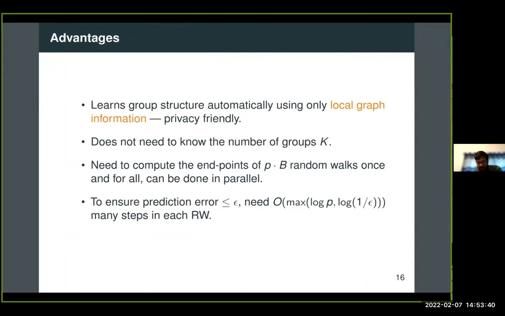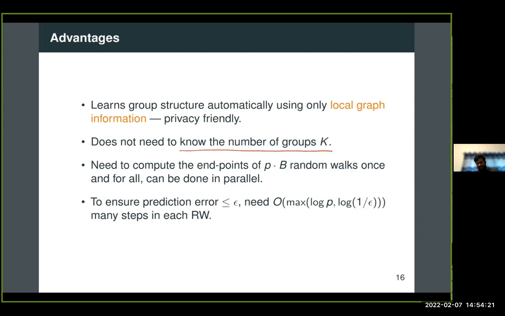One crucial thing is we do not need to know the number of groups in advance. An alternative to this would be, say someone gives you a graph which contains information about the groups. You could do some spectral partitioning of that graph, which would give you estimates of these groups, and then you can design a group lasso penalty with those estimated groups. But the spectral partitioning algorithms all require the knowledge of the true number of groups. In this case, we do not need that.